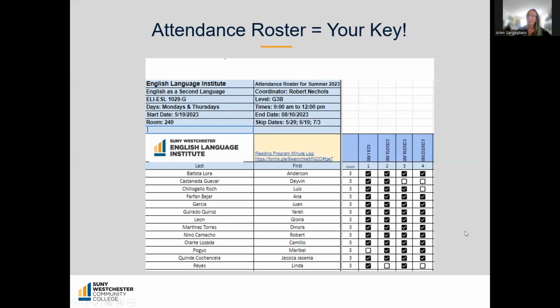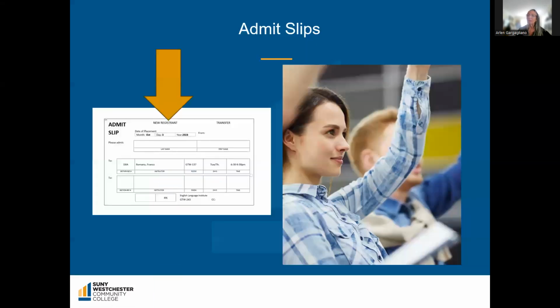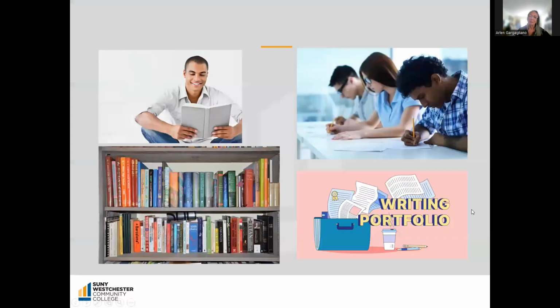Very important. Now, if a student is not on your roster, you want to make sure that you've received an admit slip. This will usually come in writing via email or in a paper document from your coordinator. If a student does not have an admit slip, that student may have been misplaced, and you want to make sure that your coordinator is notified and the student is heading to the right class.